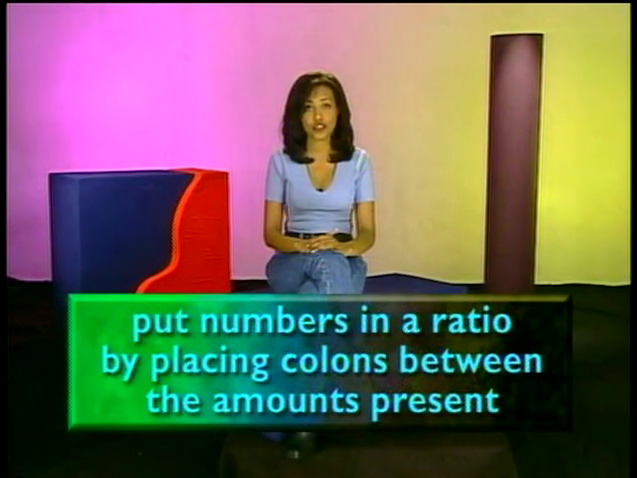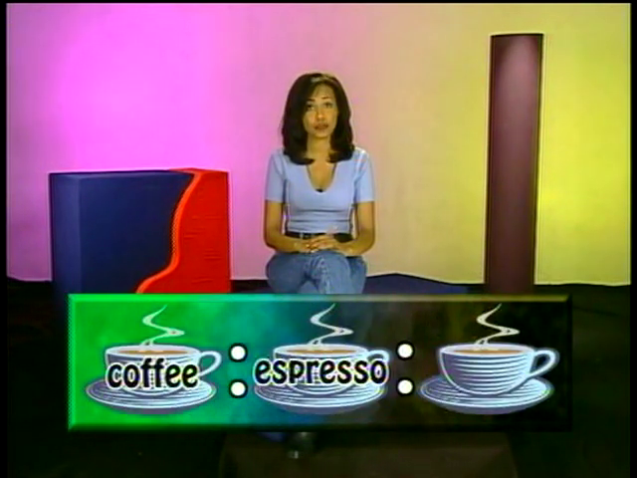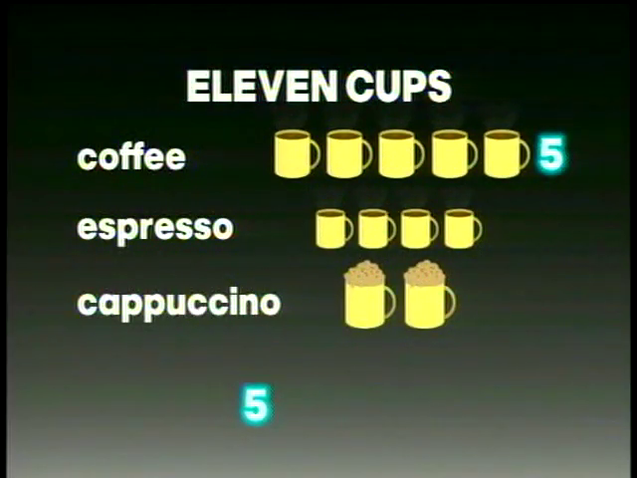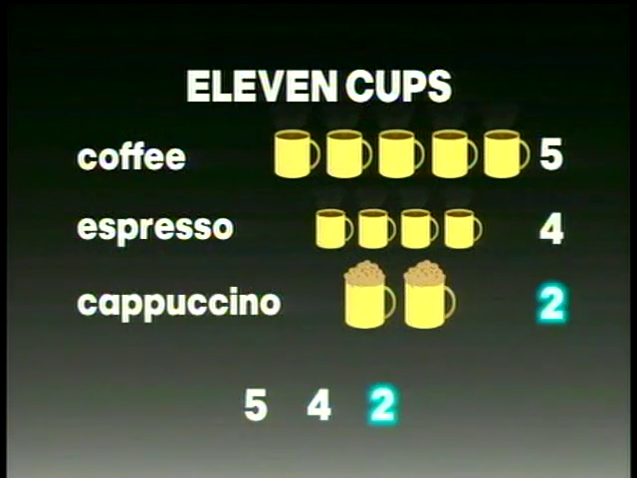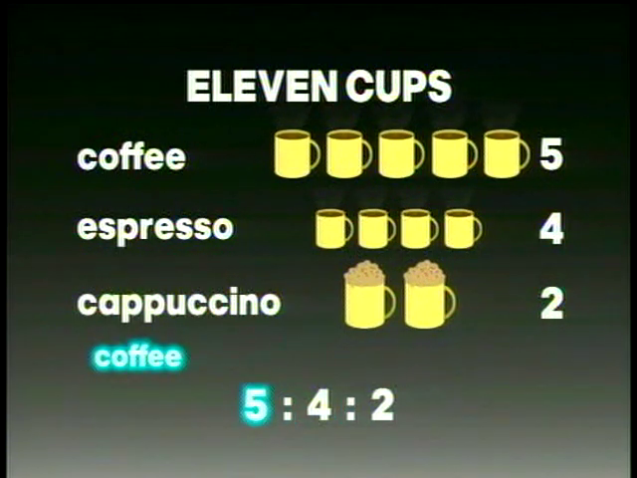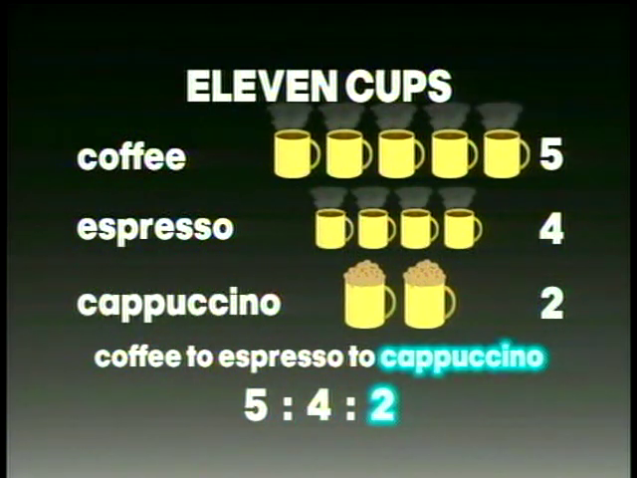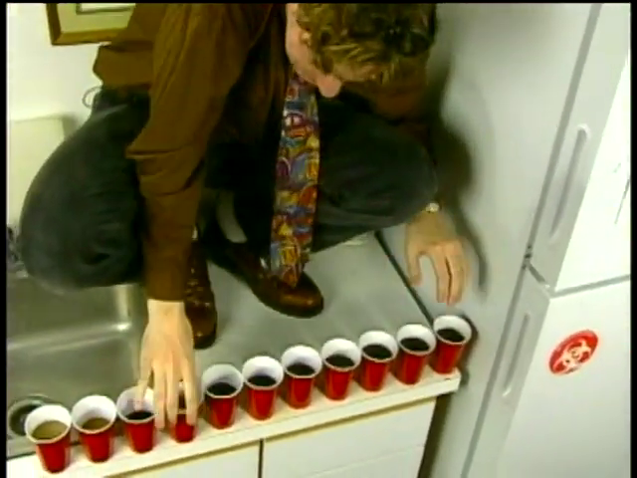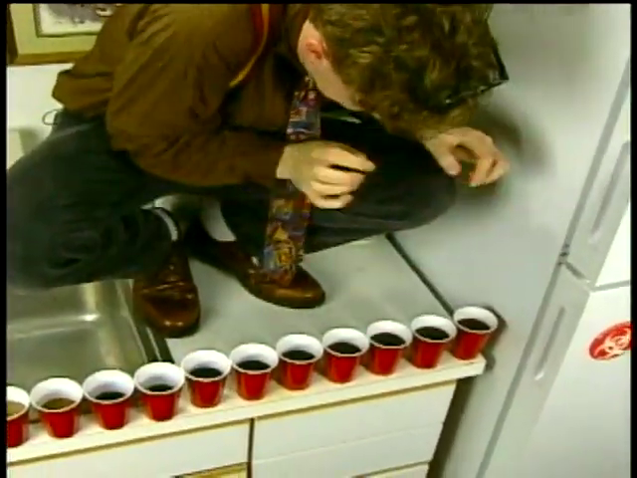You put numbers into a ratio by placing the colons between the amounts present, like the coffee, espresso, or cappuccino. There are a total of 11 cups, so the ratio is 5 parts regular coffee, 4 parts espresso, and 2 parts cappuccino. We just stick in colons between each of these parts. This means that the ratio of regular coffee to espresso to cappuccino is 5 to 4 to 2. Notice that there are a total of 11 cups. The 11 represents the whole in this case.